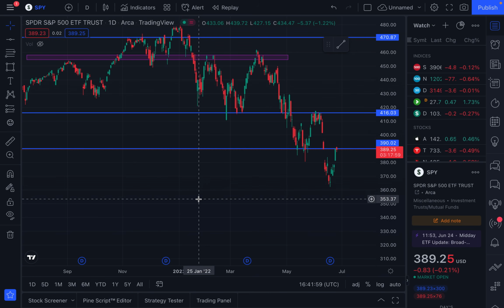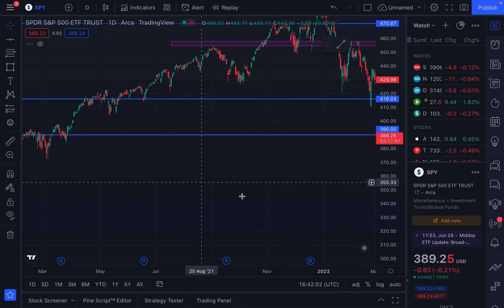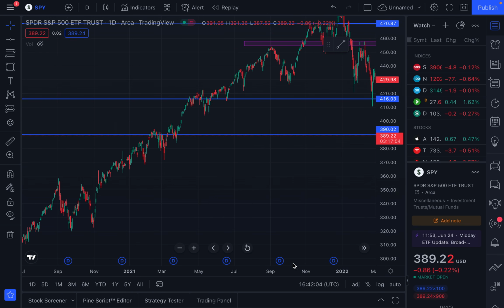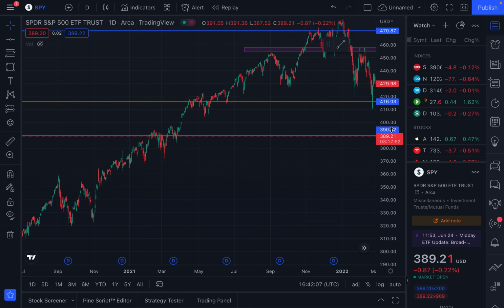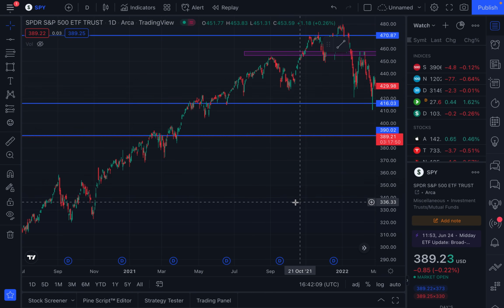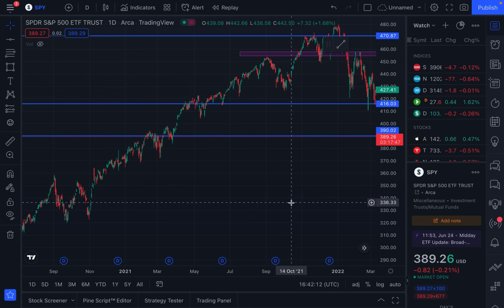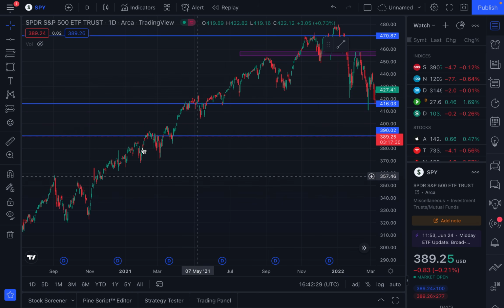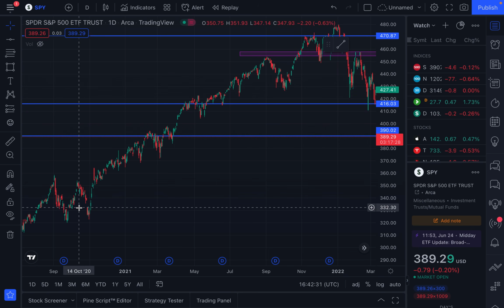Now, one thing I want to mention here that I don't think a lot of people mention is that support and resistance are not just horizontal lines. There are also diagonal support and resistance levels. And the way these work is you use trend lines. And the way you use trend lines is by connecting 3 lows in an uptrend or 3 highs in a downtrend. So if we go back here to last year, we were in an uptrend, right?